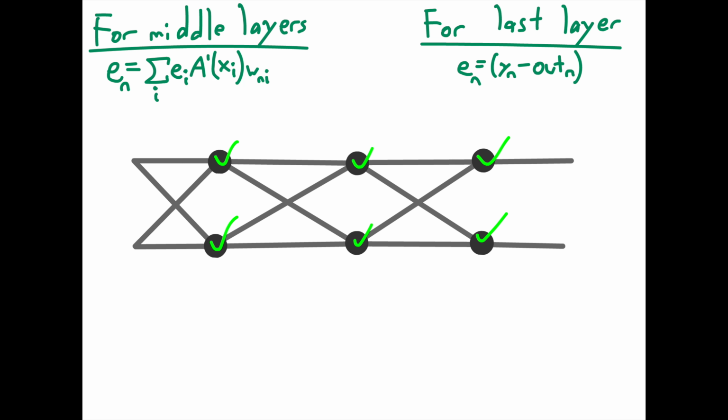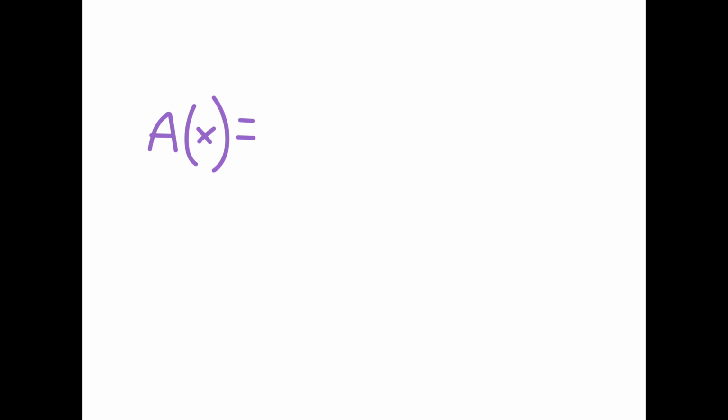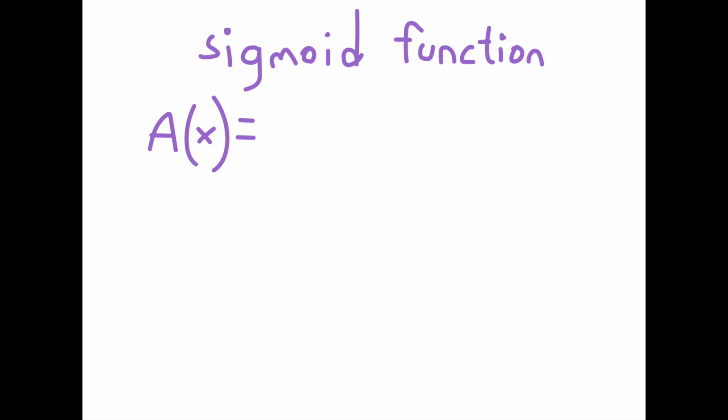One last thing, in order for this formula to actually make any sense, we have to know what the derivative of the activation function, this friendo here, actually is. The activation function I'm using is the sigmoid function, which is 1 over 1 plus e to the negative x. So let's calculate the derivative of that.